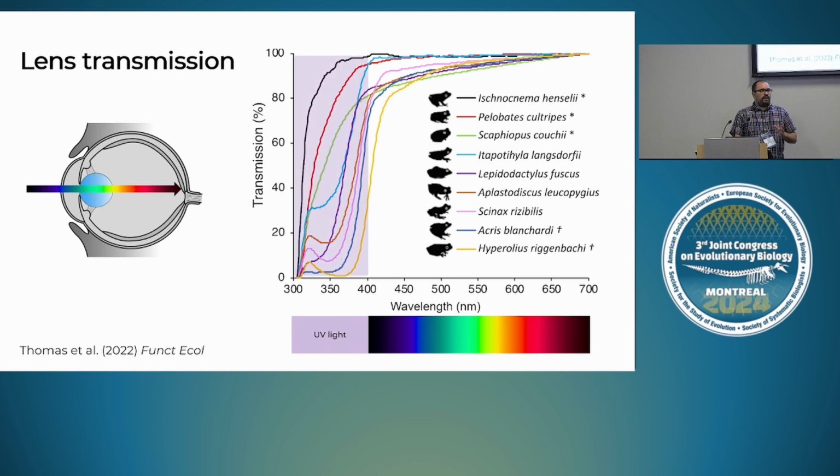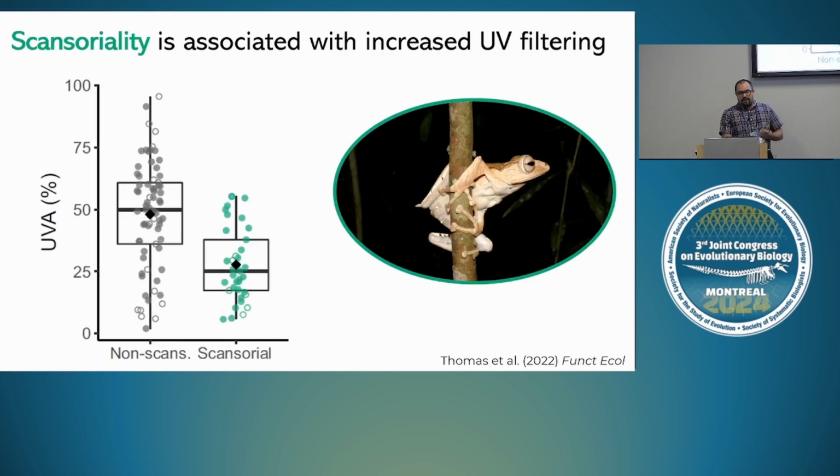And this is the UV range of the light spectrum. And so frogs in this area have high transmission of UV light, meaning the UV light is reaching the retina and could be detected. Whereas frogs in this area are blocking UV light. The UV light is being filtered out and it's not reaching the retina. And so one of the things that popped out from these analyses is that scansorial frogs tend to have increased UV filtering. So they're blocking UV light. And we think that this is likely to result in higher visual acuity because shortwave light tends to scatter and can have chromatic aberrations, which would reduce the clarity of the resulting image.